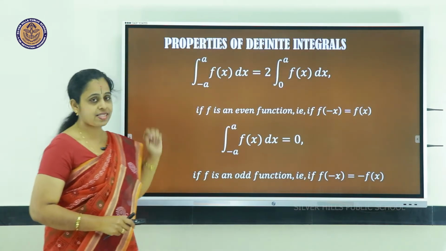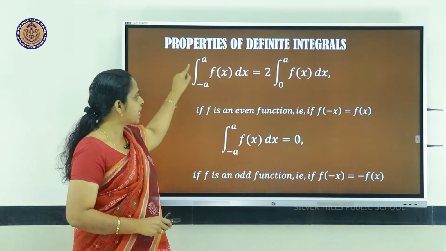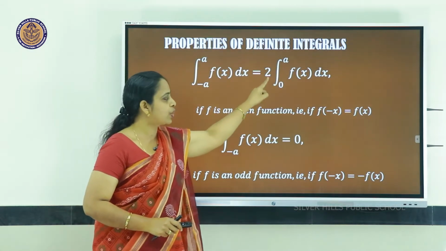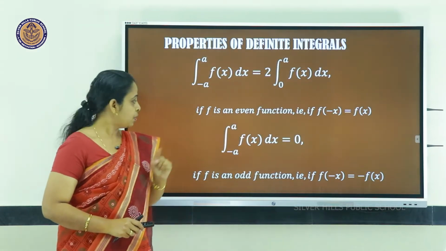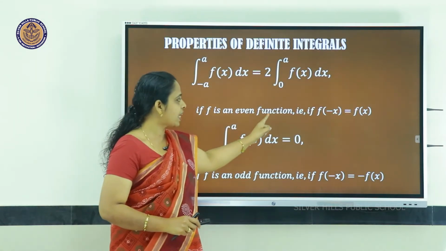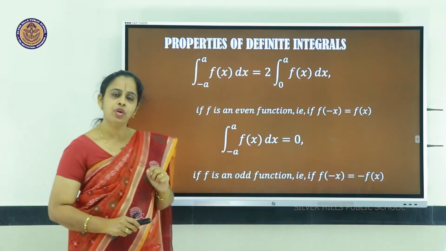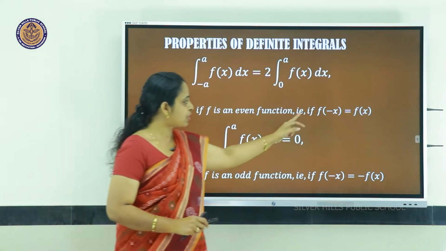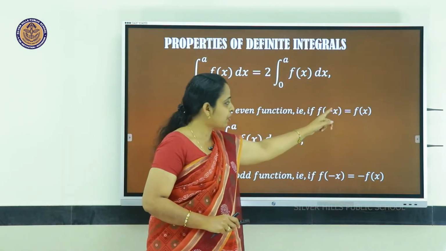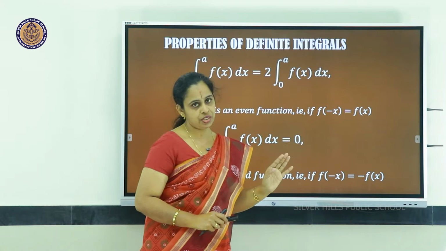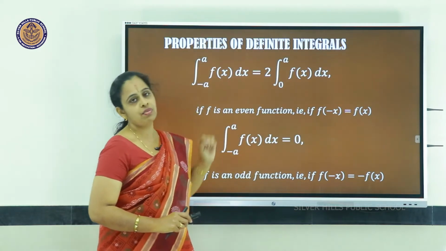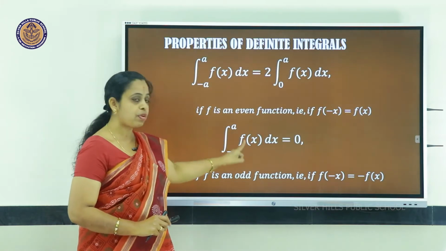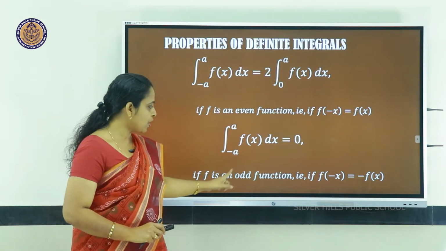Now comes the last result. Integral minus a to a f(x) dx is equal to twice integral 0 to a f(x) dx, provided the function is an even function. What do you mean by an even function? In the place of x, when you substitute minus x, if you get the function without change, then it is called an even function. And the value of the integral will become 0 if it is an odd function.